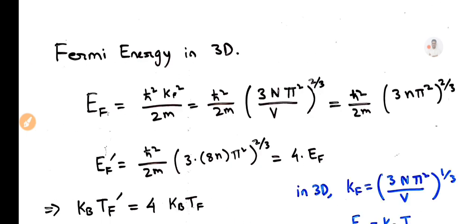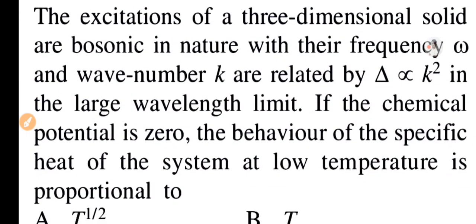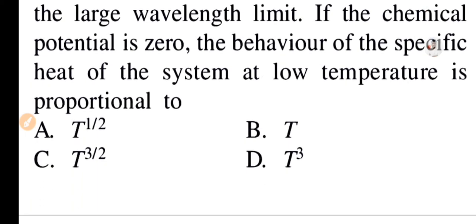The next question is: the excitations of a three-dimensional solid are bosonic in nature, with frequency omega and wave number k related by omega proportional to k square. This is the dispersion relation in the large wavelength limit. If the chemical potential is 0, the behavior of the specific heat of the system at low temperature is proportional to, with four options given. You have to find the correct one.